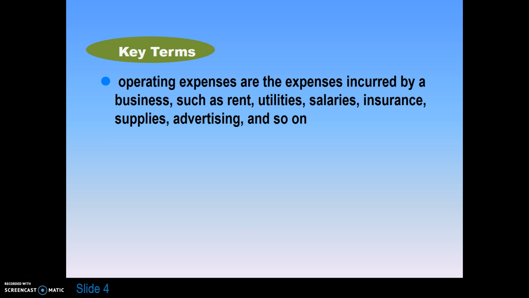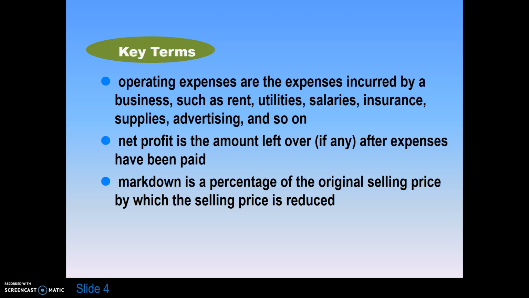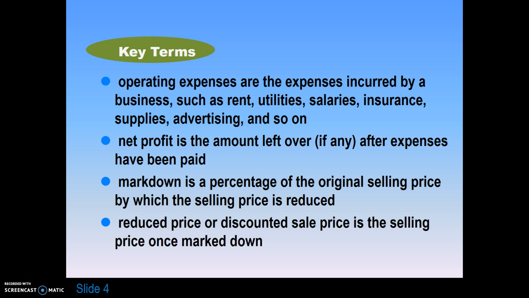Operating expenses are the expenses incurred by the business, such as rent, utilities, salaries, insurance, supplies, advertising, and so on. Net profit is the amount left over, if any, after expenses have been paid. Markdown is the percentage of the original selling price by which the selling price is reduced. And then, of course, the reduced price or discounted sale price is the selling price once marked down.